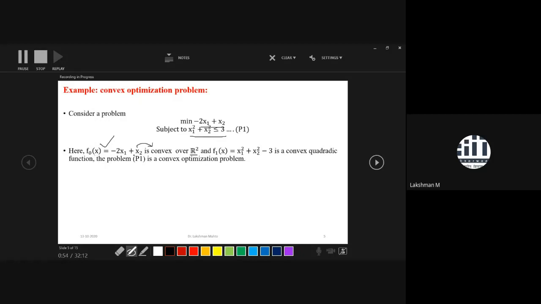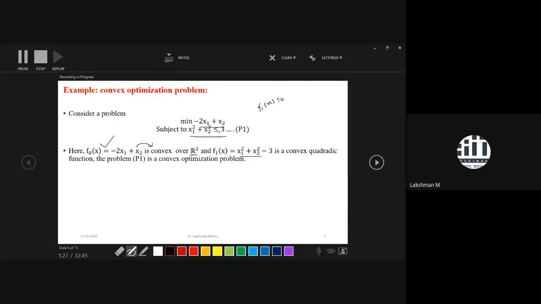Why? Because it is a function of two variables. There are two independent variables, x1 and x2. Similarly, you can observe the constraint function. Remember the constraint function f1 of x is defined as x1 square plus x2 square minus 3. In the general framework of convex optimization, I had given the condition that constraints satisfy f of x less than or equal to 0. That means the right hand side is 0. We don't put any non-zero things.